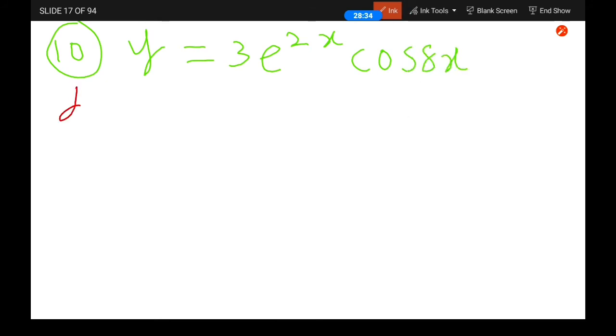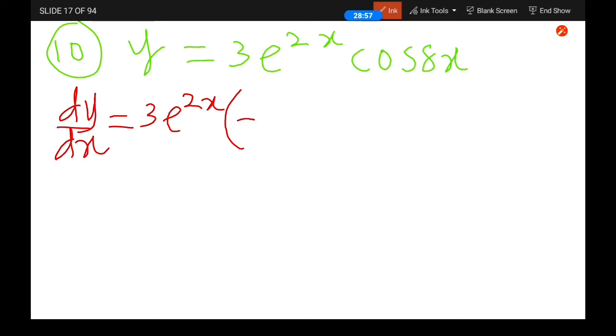So, dy/dx for product rule says that what? Let's go together now. Leave the first one, 3e raised power 2x. Differentiate the second one. If you differentiate cos 8x, you'll be getting what? Differentiate 8, you get 8. Good. Then differentiate cos, you get minus sine. That is it. We have dealt with that.